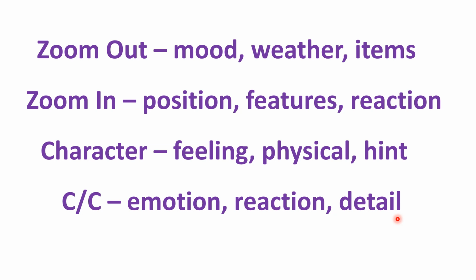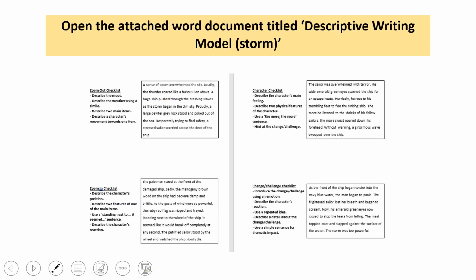So, with that being said, on Show My Homework, there is a Word document with this title, Descriptive Writing Model, then in brackets it says Storm. So can you pause the video now and open that Word document for me, please, before coming back to the video? Okay, so you should have the Word document open and it looks exactly like this. Now what we're going to do is we're going to go through each paragraph together and we're going to highlight where the paragraph in the box does each step of the checklist. And we've done this before, so you guys should be excellent at this.